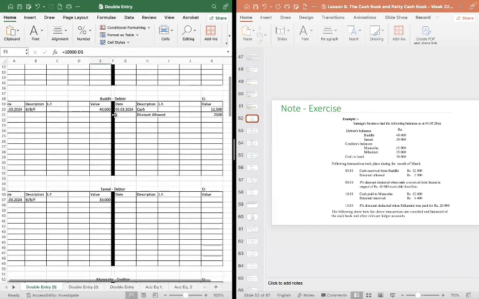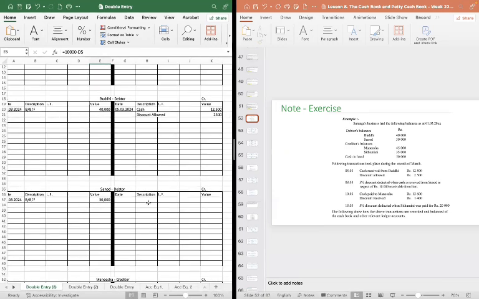Then we come to Sanod's account. Sanod has a debit balance of 30,000. So on 8th March 2024, what happens is we are receiving cash. Because of that, the debtor balance is going down by 9,500.